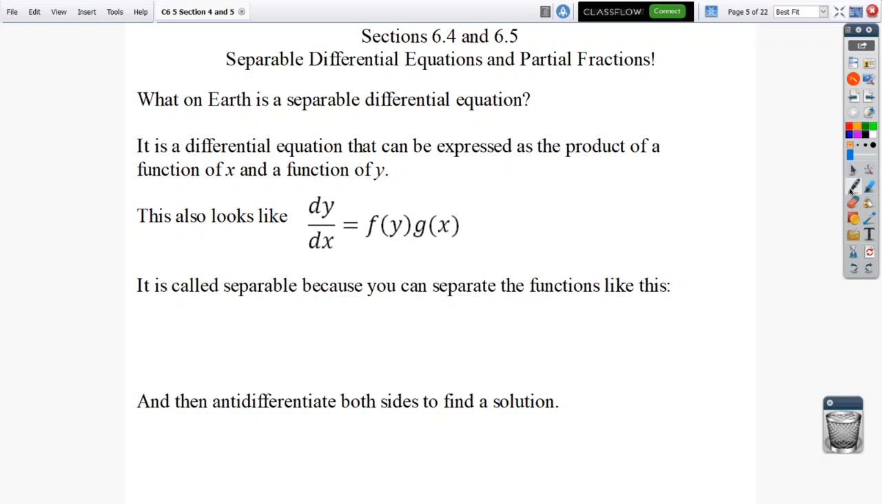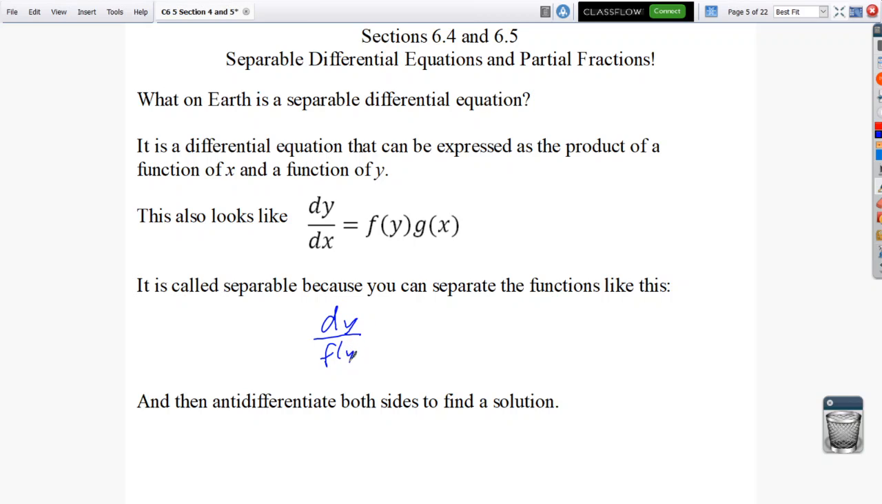Like, in this case, we could multiply by dx on both sides, divide by f of y. We end up with dy over f of y is equal to g of x dx. When we talk about separable, we mean we can get the variables separated. We are able to separate it. And then we can antidifferentiate like we've been doing all chapter. Now again, I've been trying to emphasize that everything we've been doing is a separable differential equation.